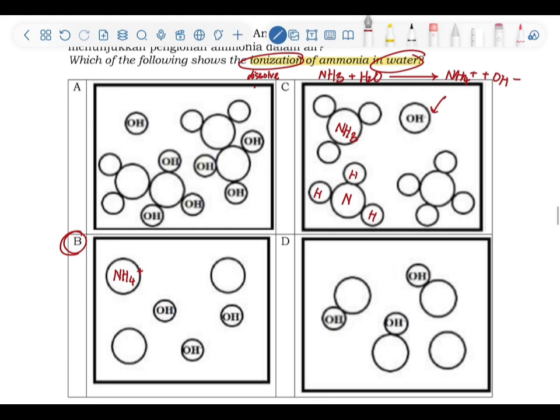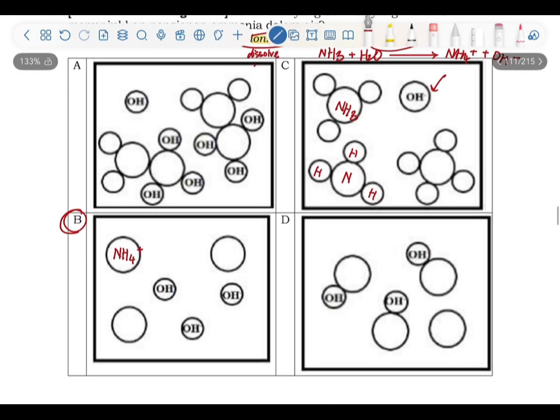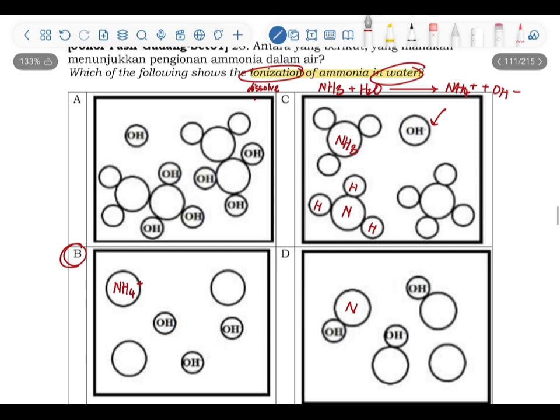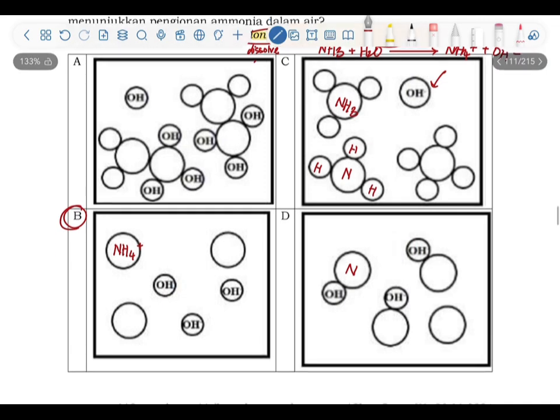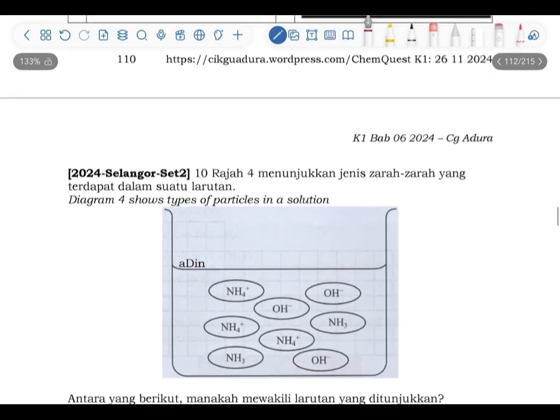So next, D. This is N by OH, so it does not make sense because when the ammonia dissolves in the water, it will produce the ammonium ion and the hydroxide ion. Okay, so continue for the next question.